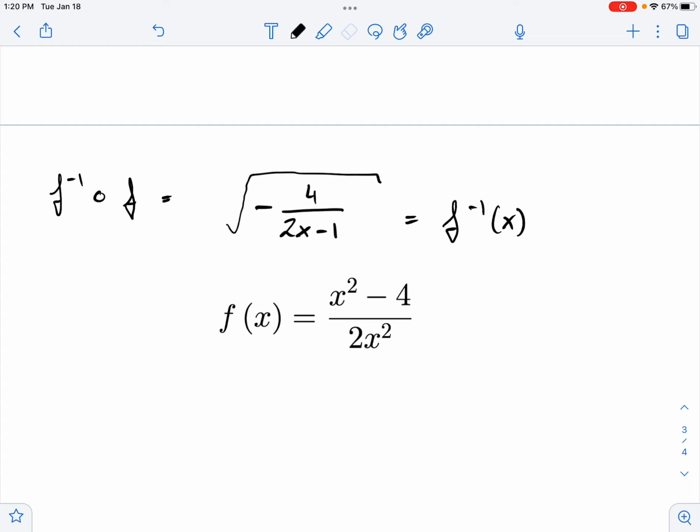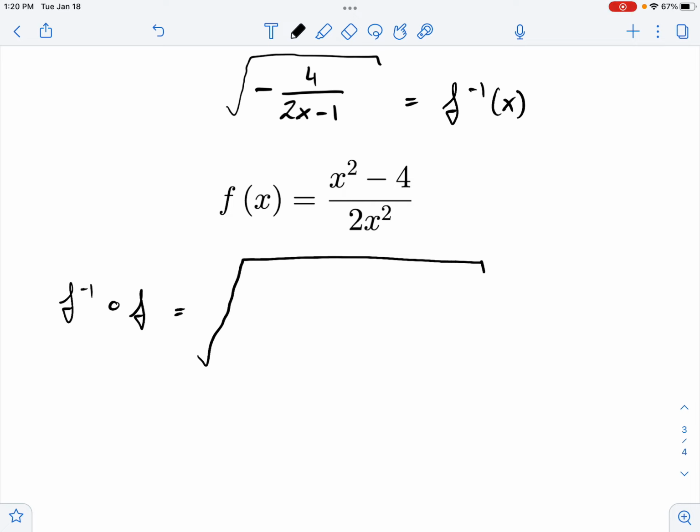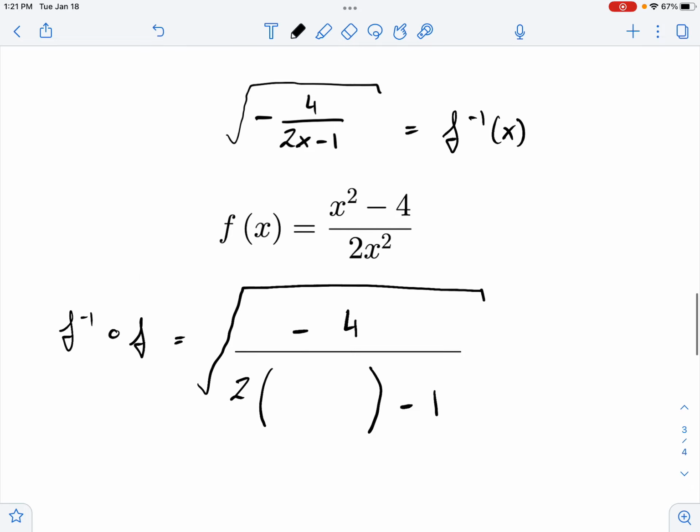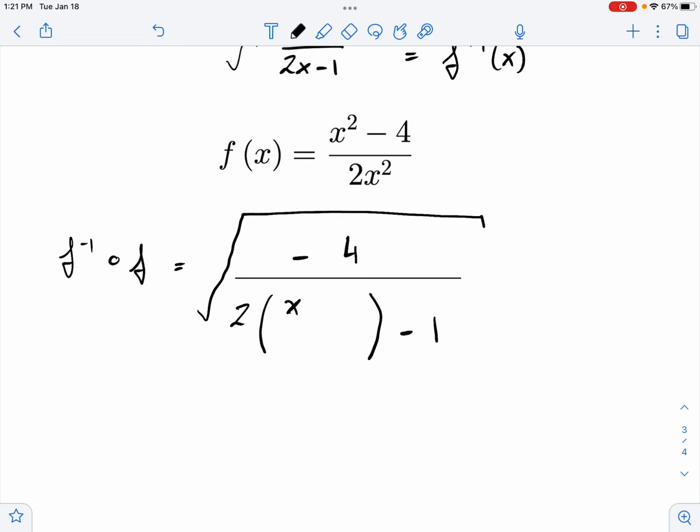Let me just, for clarity's sake, get rid of this for right now. So that's f inverse of x. This is f of x. And I want f inverse of f. Let me put it here. And so I have the square root of negative 4 all over 2x minus 1. So 2 blank, if you like, minus 1. In that blank, I'm going to put f of x. So that is x squared minus 4 all over 2x squared.